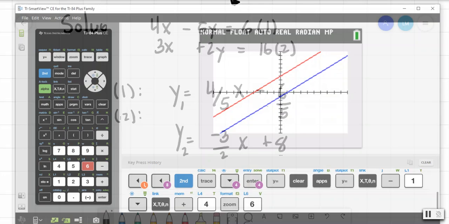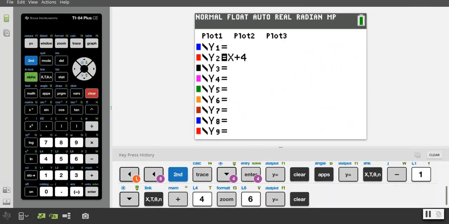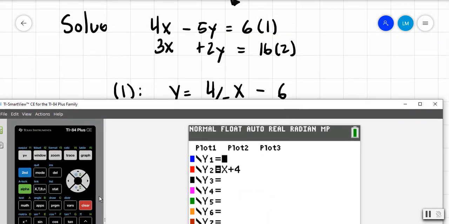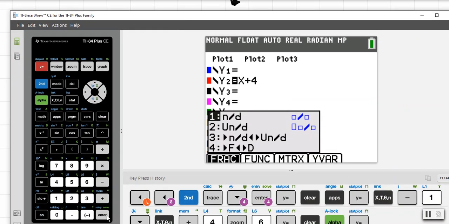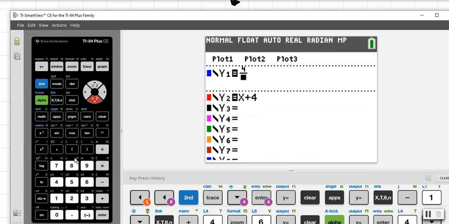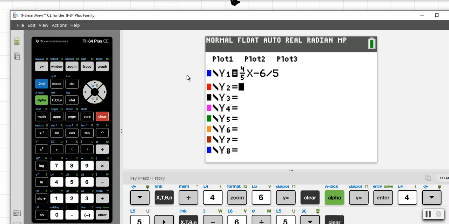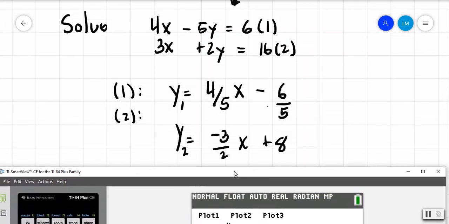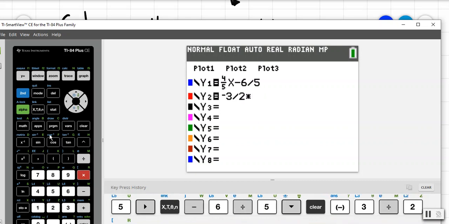So from there, we just need to clear that, and let's see. You have that it's going to be 4/5, so alpha enter, enter. So that should be a 4, that should be a 5. That's going to be x, and that's minus 6/5. I'm getting a little lazy on writing it with the fractions, but it's okay. Okay, so negative 3 divided by 2 times x.